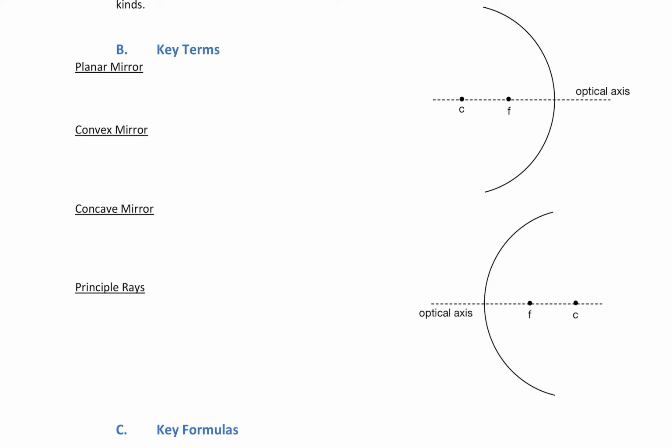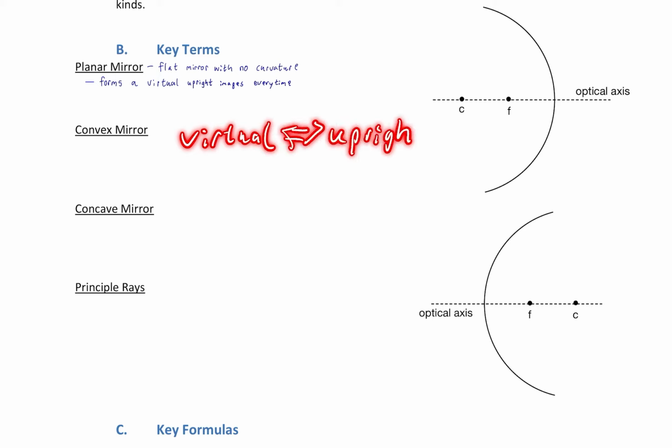But let's define our types of mirrors. A planar mirror is a flat mirror, like a mirror in your bathroom or on a garage door, whatever it may be. Flat mirrors have no curvature at all. There are some big consequences of that. They're really easy to deal with, and we don't have many examples that involve them. Very straightforward. They always form virtual images, and those virtual images are always upright, because virtual images are always upright. Those two things go hand in hand. Upright means virtual, virtual means upright.